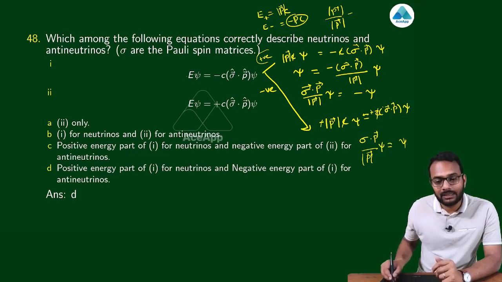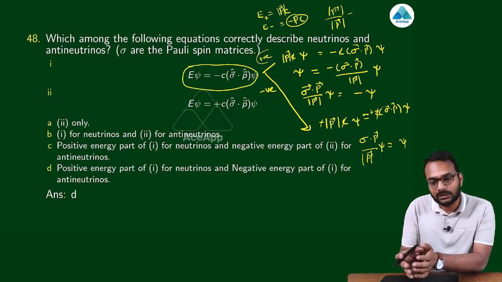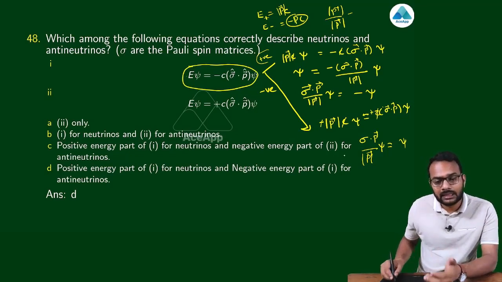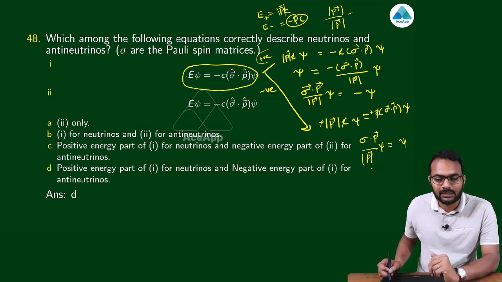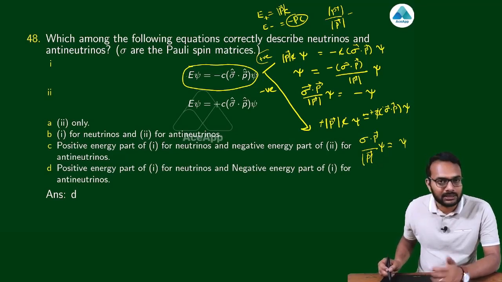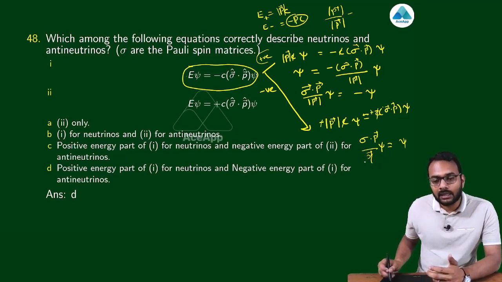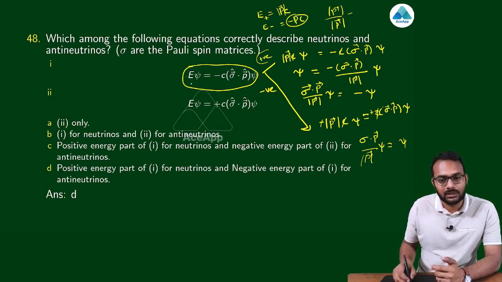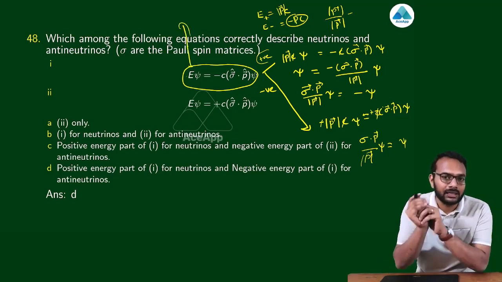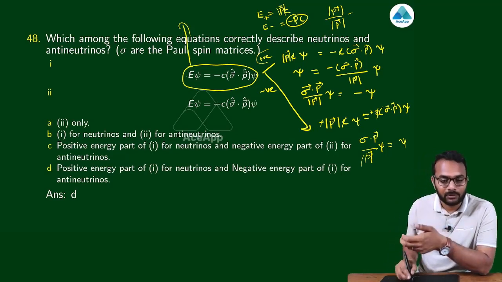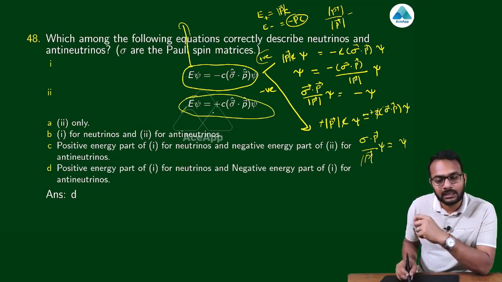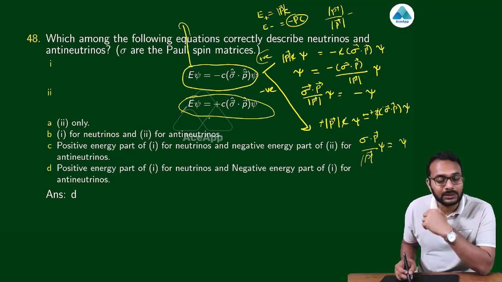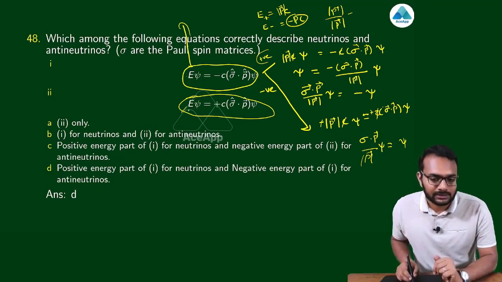Right? So you see that the positive energy solutions correspond to left-handed particles. The negative energy solutions correspond to right-handed particles. So negative energy solutions are antiparticles, so this corresponds to right-handed antiparticles. All right? So this is fine. This means that this equation describes neutrinos which are left-handed and antineutrinos which are right-handed. When we check the other equation, it seems to describe neutrinos which are right-handed and antineutrinos which are left-handed, which is not the case.